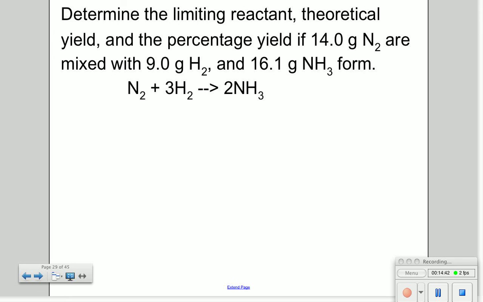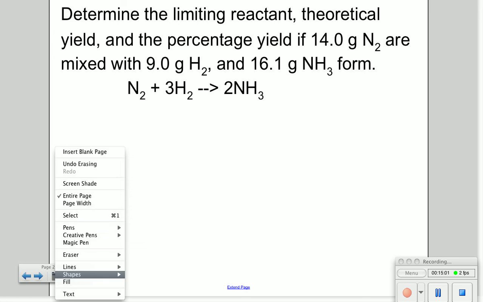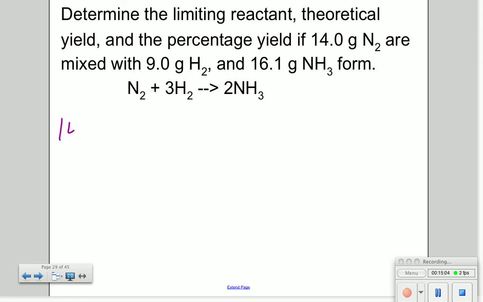Okay, so determine the limiting reactant, the theoretical yield, and the percent yield if 14 grams of nitrogen gas are mixed with 9 grams of hydrogen gas, and I create 16.1 grams of ammonia. So here's my chemical equation. It's balanced. First, let's find our limiting reactant and our theoretical yield. So I started with 14 grams of N2 and 9 grams of H2. So I'm setting up my two stoichiometric equations to find my theoretical yields, because I need it for the equation to find my actual yield, slash percent yield.